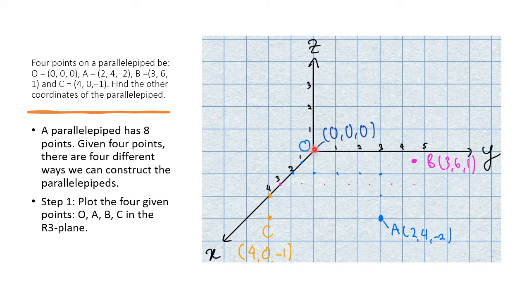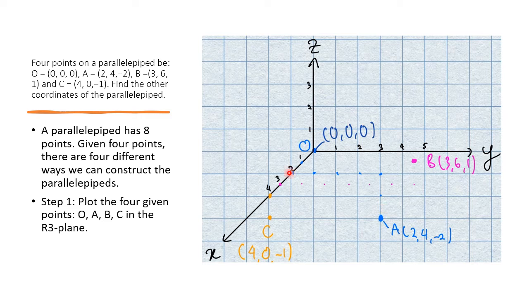To find A, which is 2, 4, negative 2, go along the x-axis by 2 units here. And then the y-axis by 4 units to the right: 1, 2, 3, 4. And then the z-axis by 2 units going down: 1, 2. So we end up here.